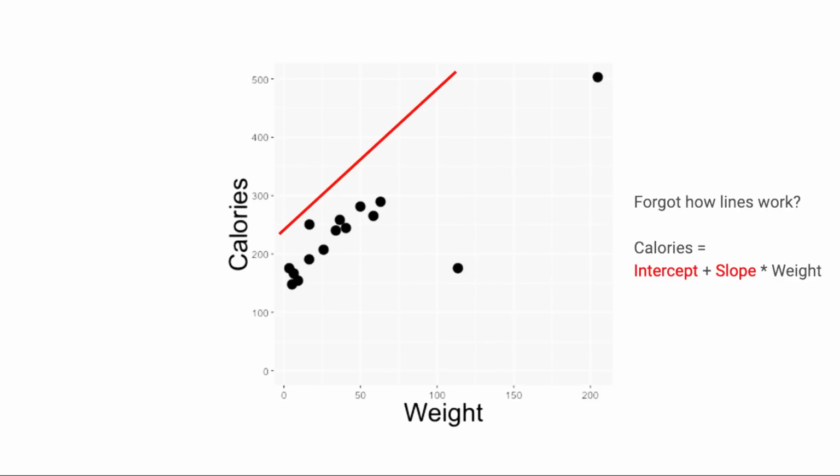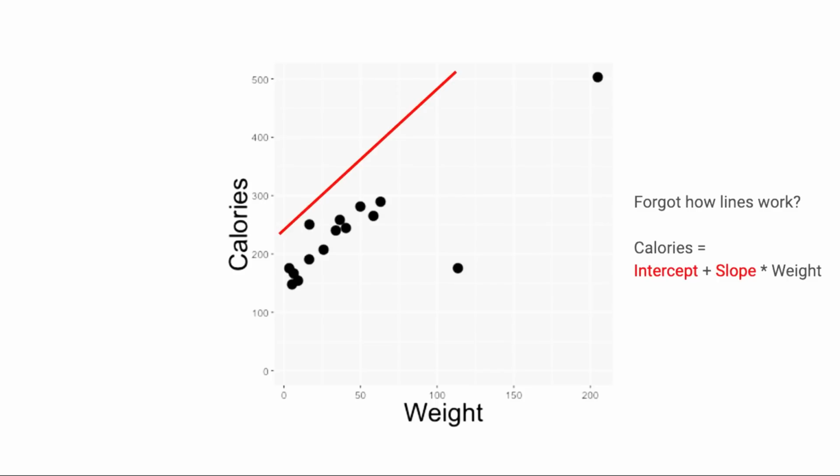Where should we put this line? By the way, for those who forgot how lines work, here's a handy cheat sheet. The recipe, the model, is simply intercept plus slope times the weight. So we'll have two numbers here in red that we have to find or discover that determine where the line goes, and then we pop the weight in there and read the calories off of it. So that's what we're dealing with, straightforward stuff.